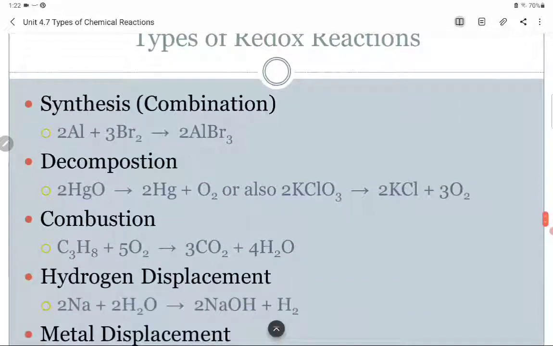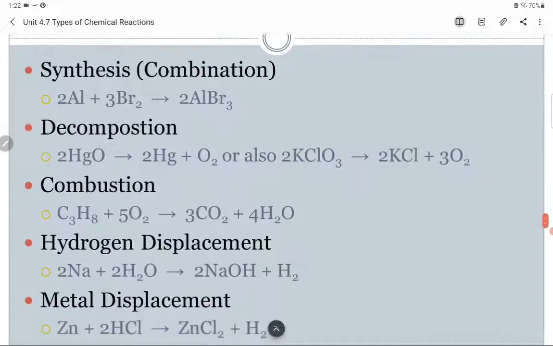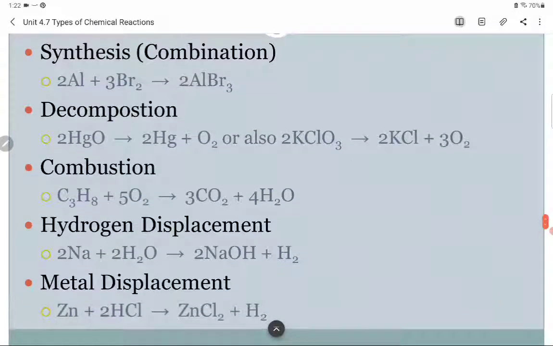Here are a bunch of typical reactions that involve oxidation reduction. I'm going to do a couple of these for you here to kind of prove that these are oxidation reduction. And very likely you're going to have to do this on the test in some kind of chemical reaction. I'm not going to do all these, but I'll do a couple here.